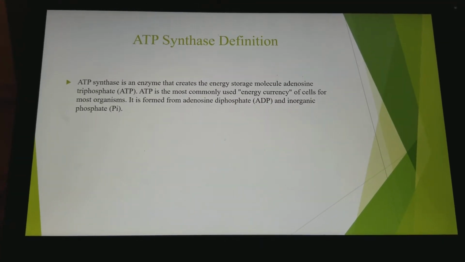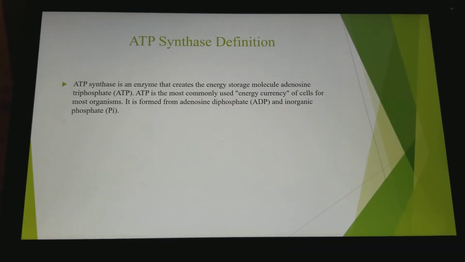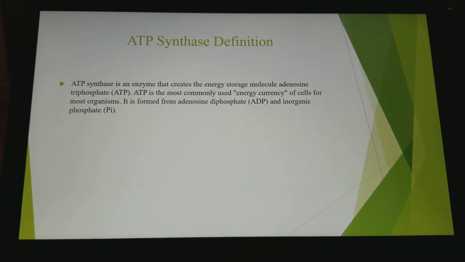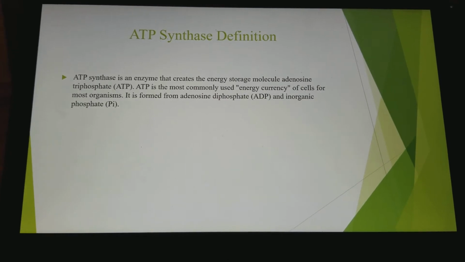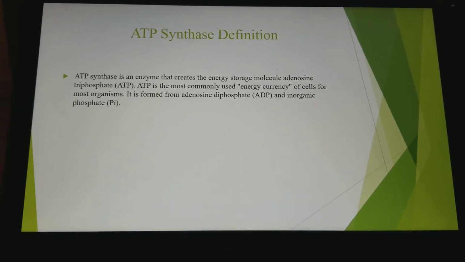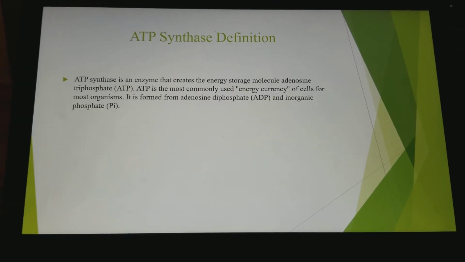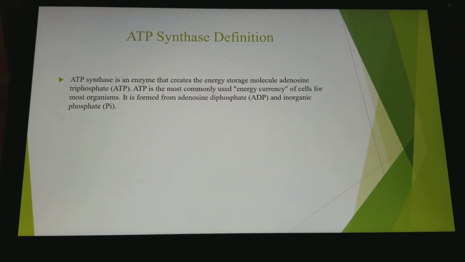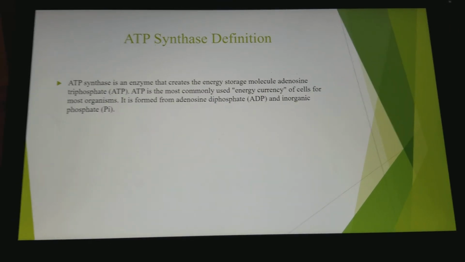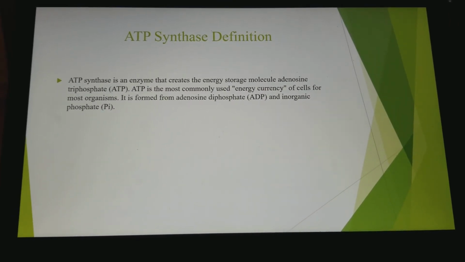ATP synthase is defined as an enzyme that creates the energy storage molecule adenosine triphosphate, or ATP. ATP is the most commonly used energy currency of cells for most organisms. It is formed from adenosine diphosphate, ADP, and inorganic phosphate.